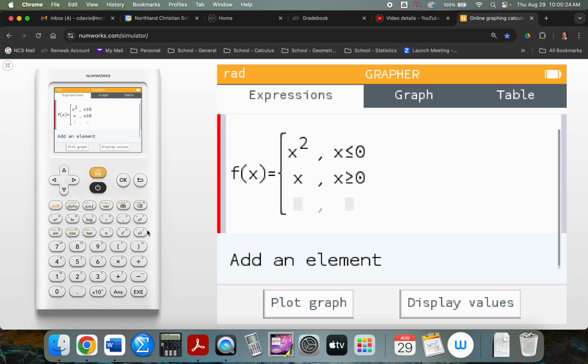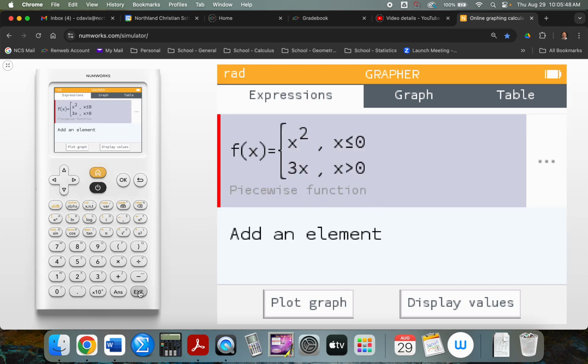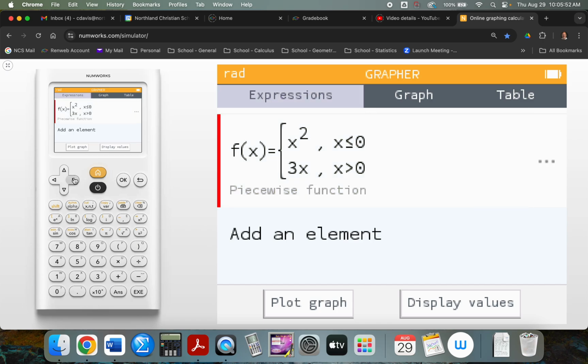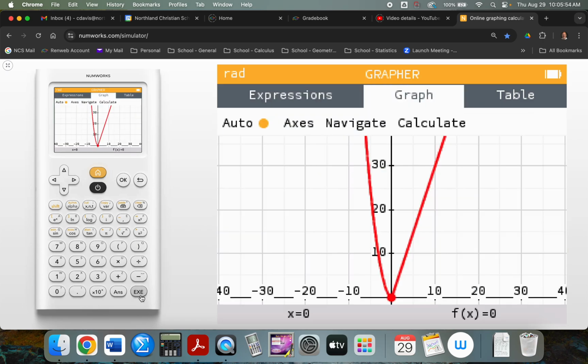And then for the other one, I wonder if I do equals if it gets rid of, well, get rid of it. Huh. And the other one was 3x, right? Still getting used to how this works on this. And then I'm going to go back to the top, and I'm going to show the graph.